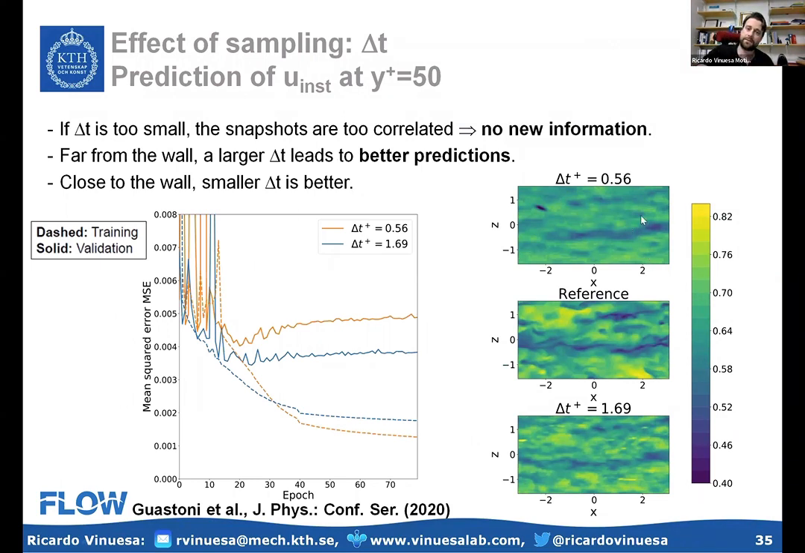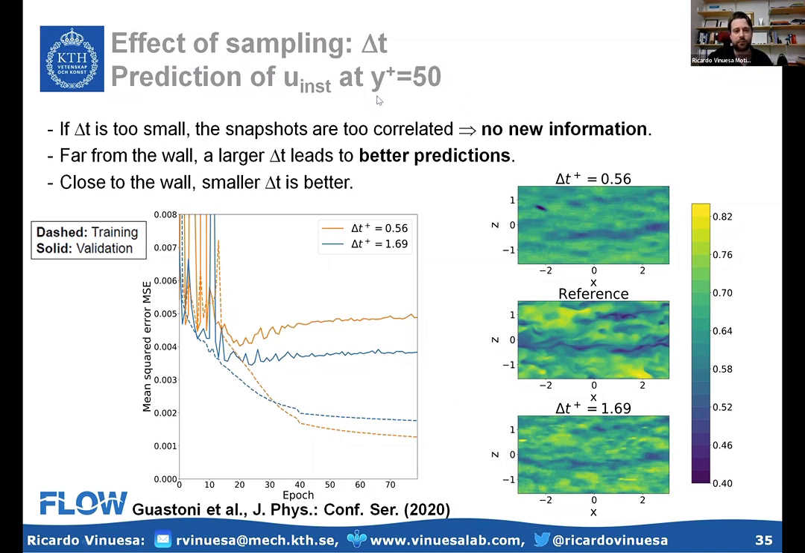There is actually an effect of the time step between the snapshots. Of course, if you are looking very close to the wall, then the time scales of the structures are very short, so a very small delta T will allow me to see many different structures. But if you keep the same delta T farther away from the wall, when the scales are larger and slower, then the information will be much more redundant, so you won't be able to see so much data.